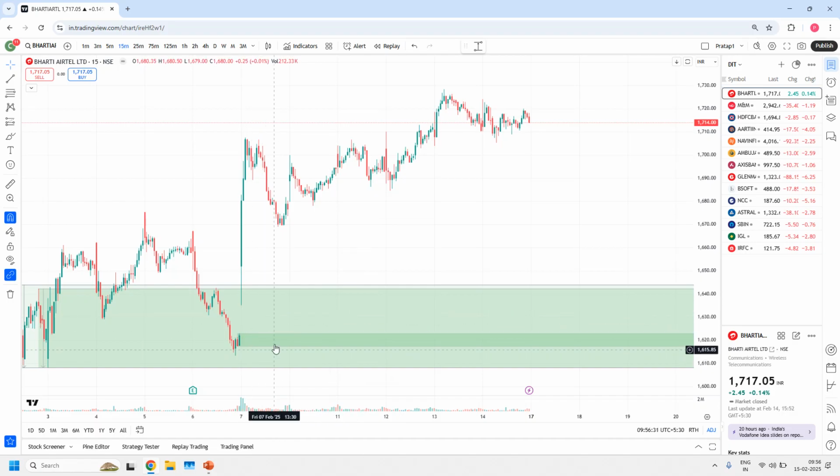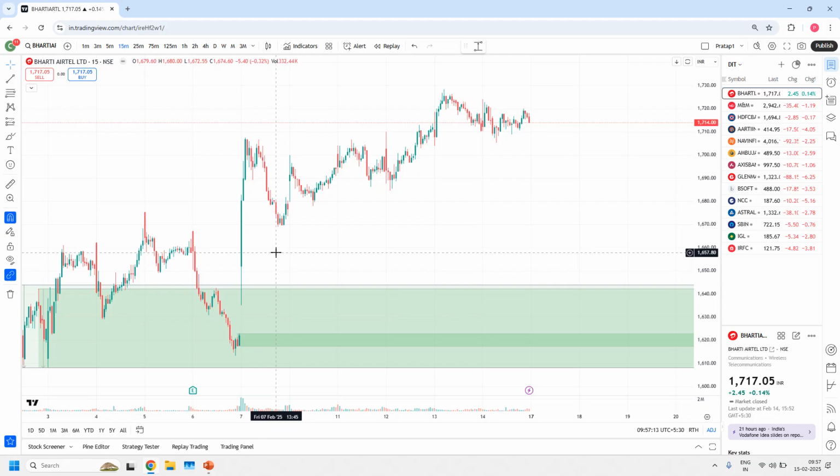So that means this zone, our software zone, is valid until a newly created 75-minute demand zone appears. It's valid until before the creation of that zone. Once a newly created 75-minute demand zone is available, then this is no more valid. Why? I will explain. First, let us identify, is there any newly created 75-minute zone?